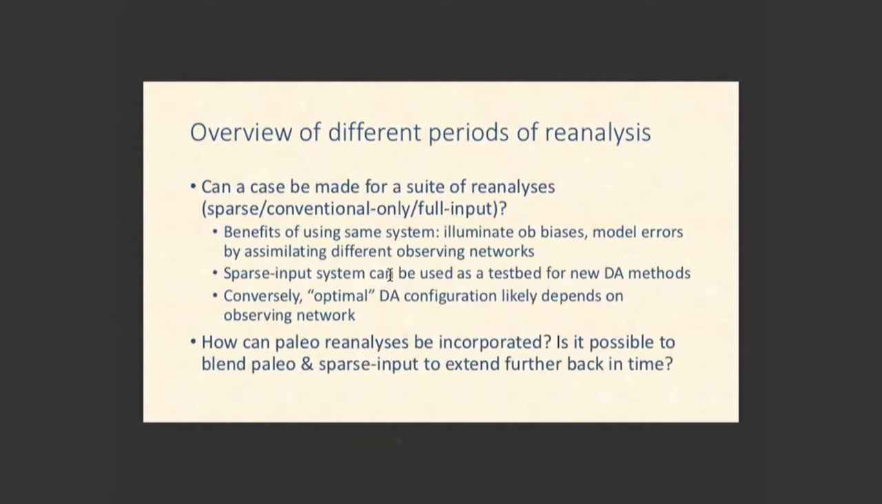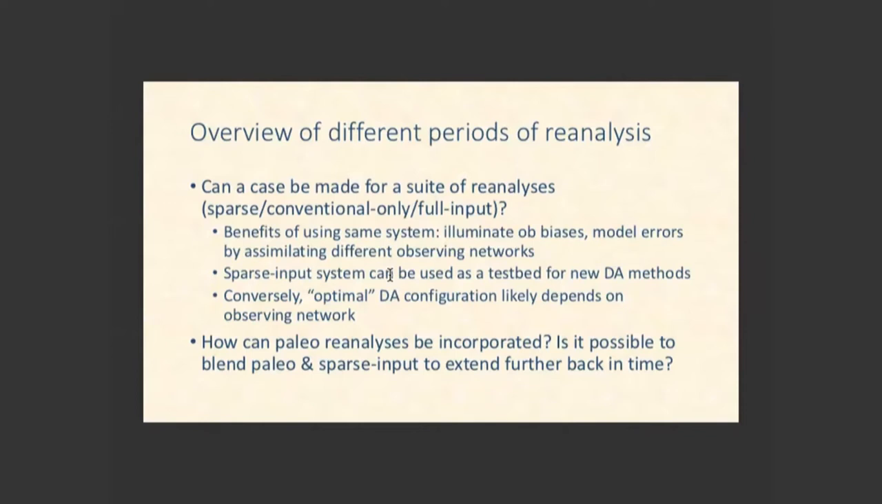And I wonder if there's a case that can be made for a suite of reanalyses that use the same system that essentially sequentially degrade the observing system. And I know we have a lot of reanalyses that fall into these different categories already, but I would argue that the benefits of using the same system is that we can illuminate observation biases by removing those observations and seeing what happens in the system. And we can illuminate model errors.